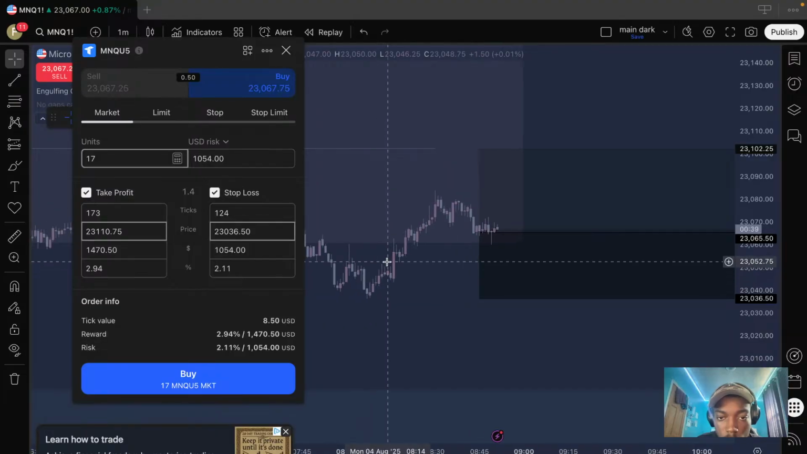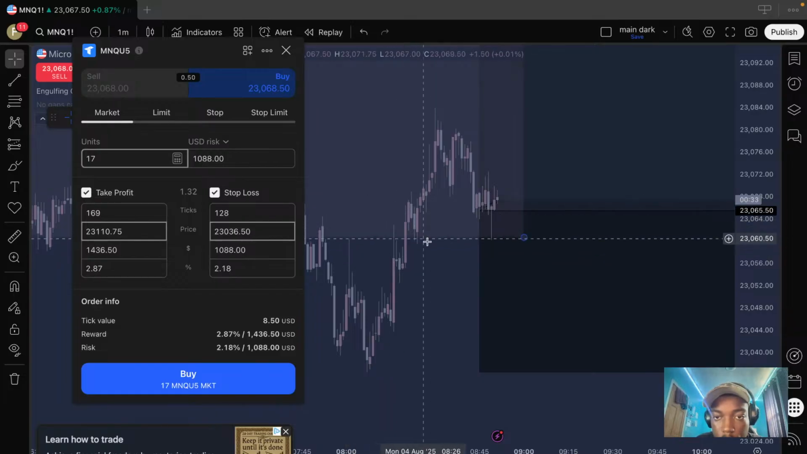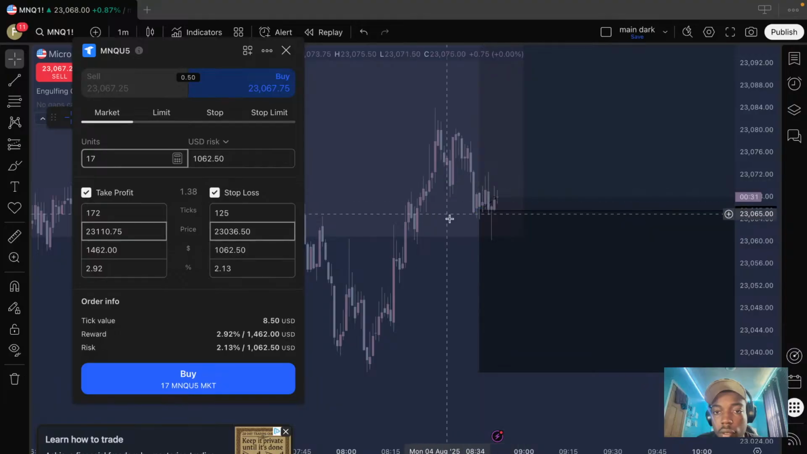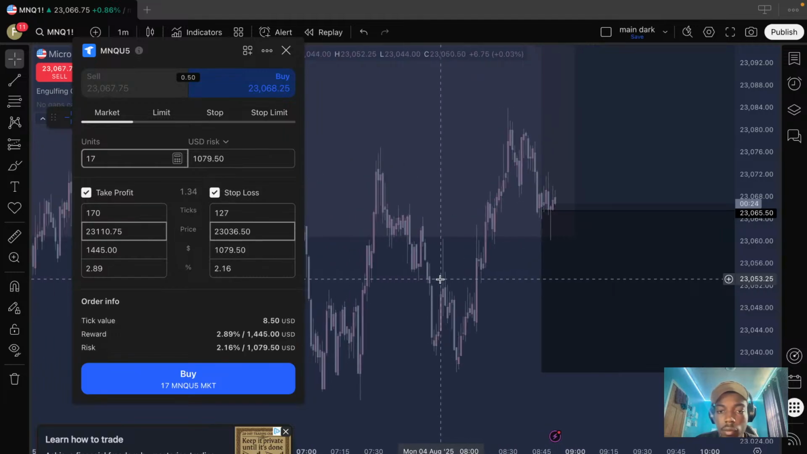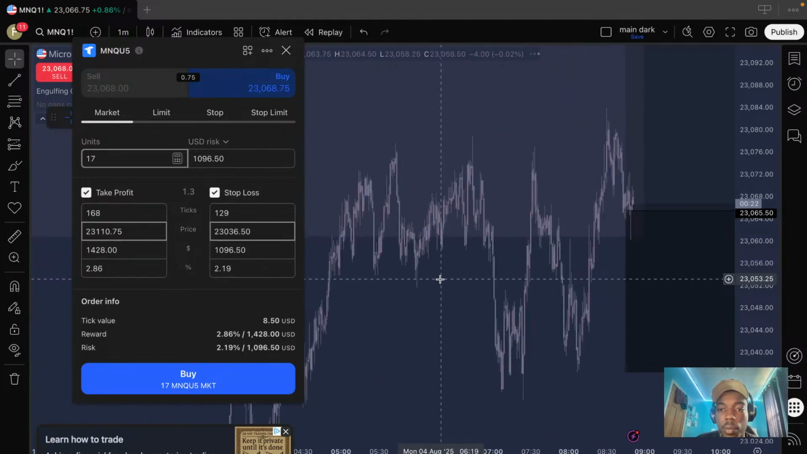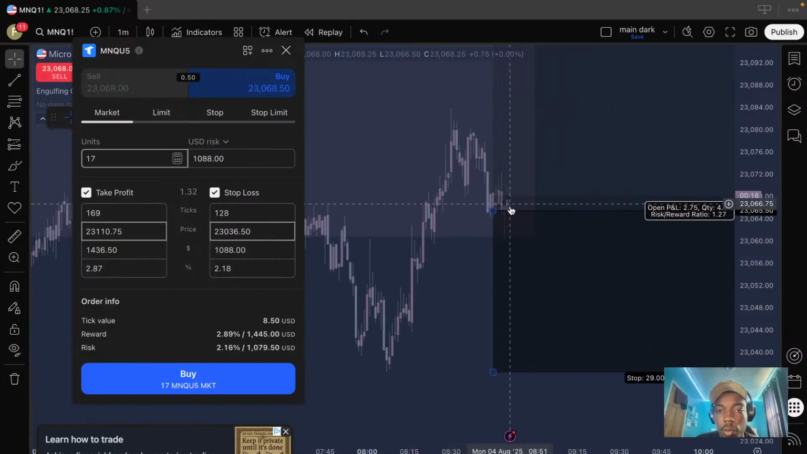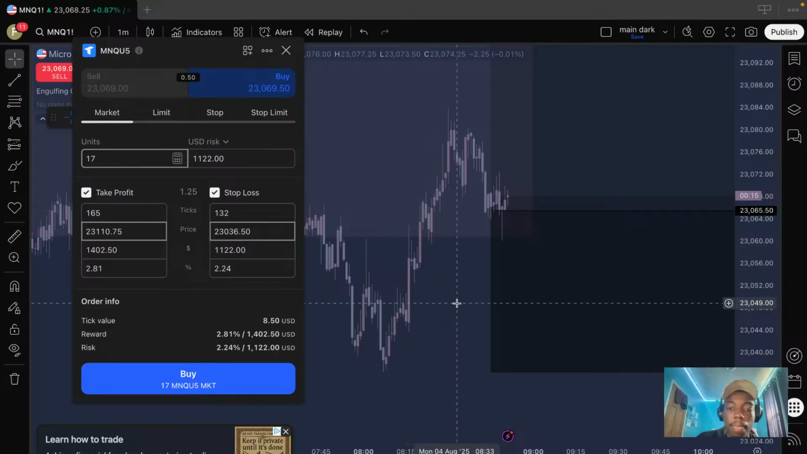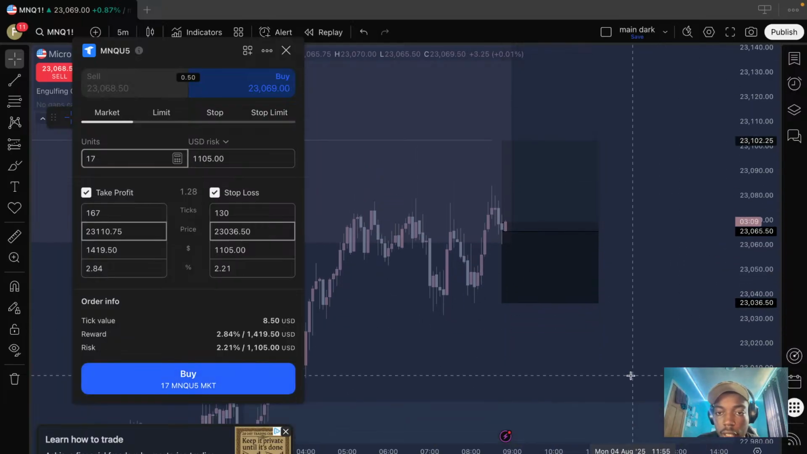Wait, do we sweep? Yeah. So we came inside this area here, and now we're starting to see this reaccumulation start to form. So I'm being patient, but I'm prepared to take the trade. I really like how this candle's forming right here on the 1 minute. Really nice.